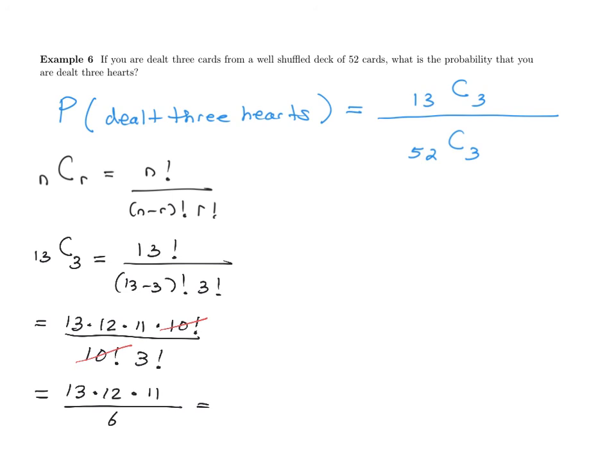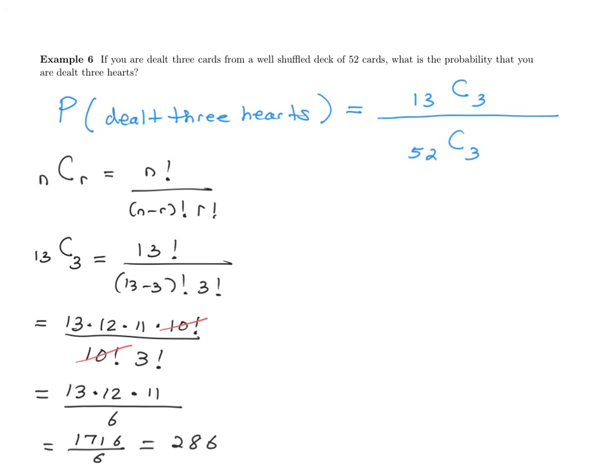I'll do this in my calculator. 13 times 12 times 11, that's 1,716. Maybe I'll put that down here. 1,716, all divided by 6. That is equal to, let's see, 286. There we go. That is the number of ways that we can be dealt 3 hearts. That goes here. That's the part out of the whole.